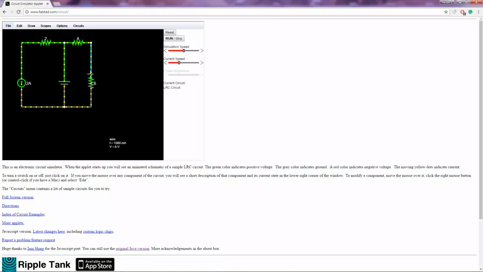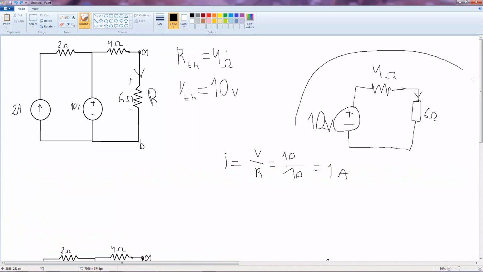So that's it, pretty much. So we found the Thevenin equivalent circuit for this circuit.